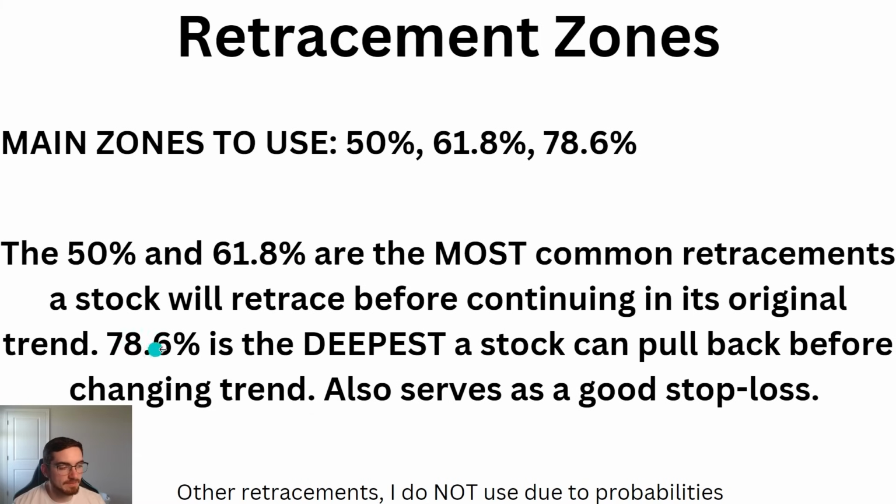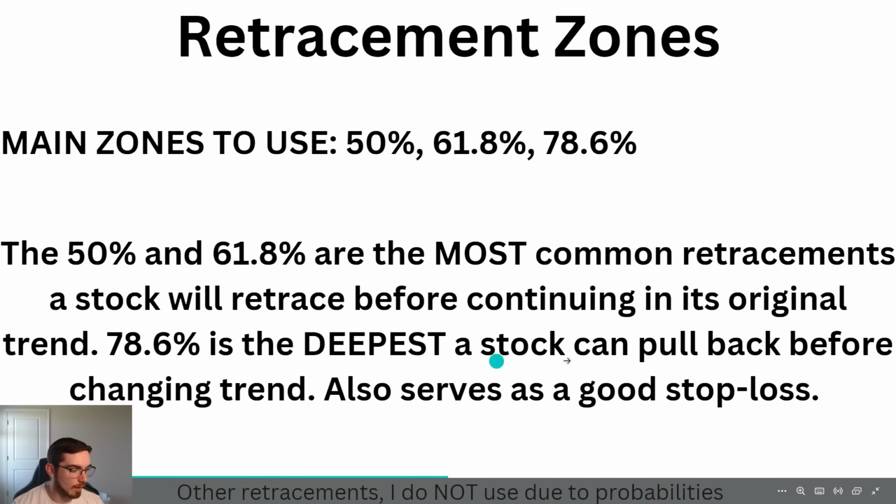Now, also with the 78.6% retracement, it also serves as a good stop loss point if you're using a smaller time frame fib. Again, we'll come back to that here in a little bit. Like I say down here, other retracements I do not use due to the probability.